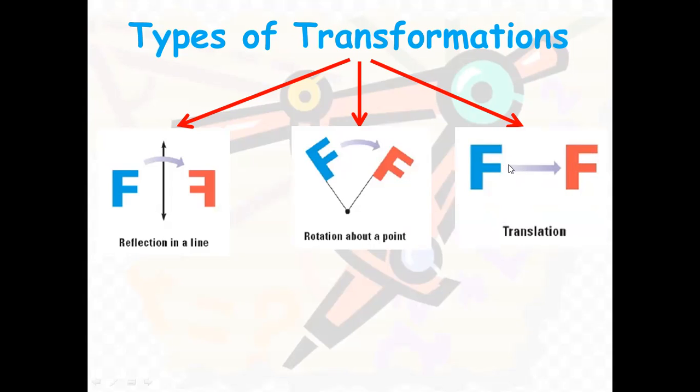Okay. So you can move it to the right. You can move it to the left. You can move it up. You can move it down anywhere. It depends on the question. So translation is just sliding of the figure. Rotation is to turn the figure around, and reflection is just a flip of a figure.